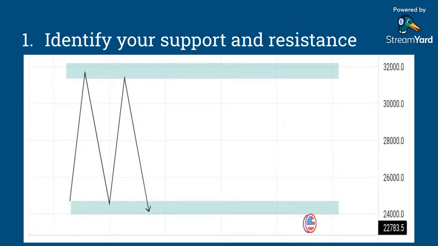Number 1, identify your support and resistance. Of course, we all here must have known how to identify support and resistance. Let's say you've identified your support and your resistance. This is it here. I've identified my support and my resistance, and I know that the price is at my support now.